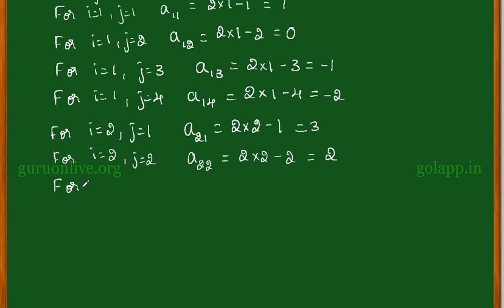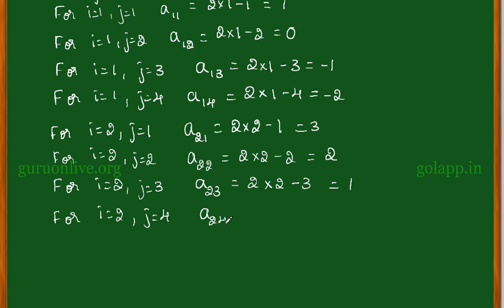Next, for I equal to 2, J equal to 3, we get A23, which is equal to 2 into 2 minus 3. With 2 into 2 gives 4 and we have minus 3. So 4 minus 3 will be 1. For I equal to 2, J equal to 4, we get A24, which is equal to 2 into 2 minus 4, where 2 into 2 gives 4 and we have minus 4, so 4 minus 4 is 0.